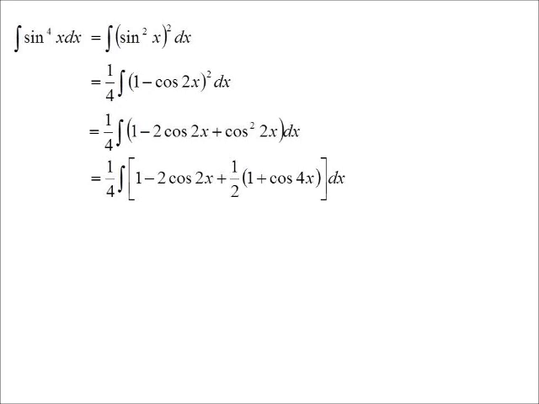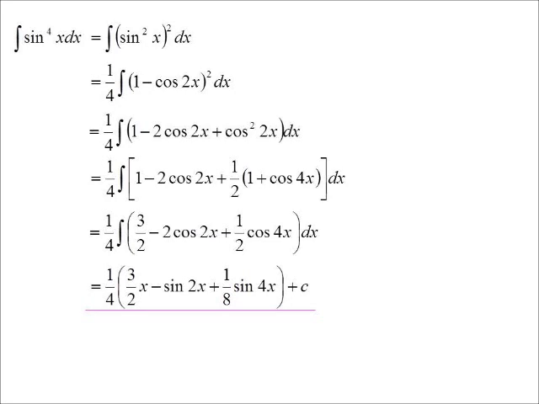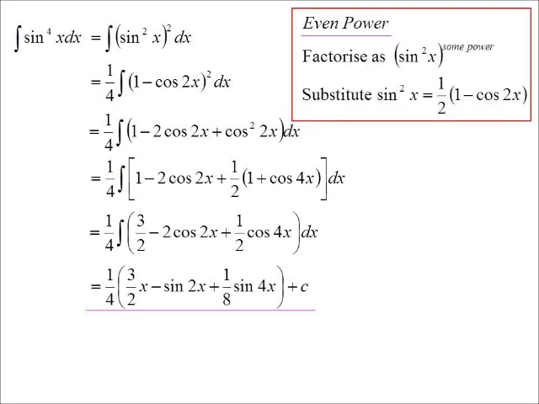So tidying all that up, we've ended up with a quarter times the integral of 3 on 2 minus 2 cos 2x plus a half cos 4x, but everything there we can handle. So I get a quarter of 3 on 2 x minus sine 2x plus an eighth of sine 4x. So if it is an even power, I will always write it as sine squared to some power, and the sine squared I will change into a half of 1 minus cos 2x. Now, depending on how big that power is, you might have to do that several times.